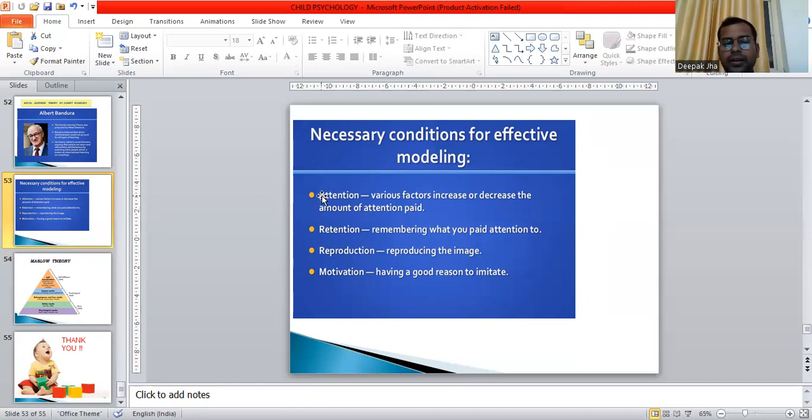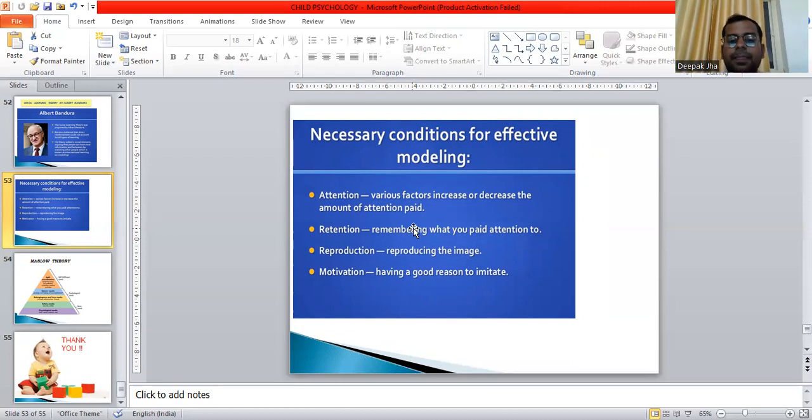So how could it be learned? It could be learned by these four mechanisms. First is attention. There are various factors which increase or decrease the amount of attention paid. If this younger child also likes that when his older brother is dancing, everybody is appreciating him, that would increase the chances of him observing his elder brother more. He would pay more attention to his elder brother. So that is the type of attention that he provides.